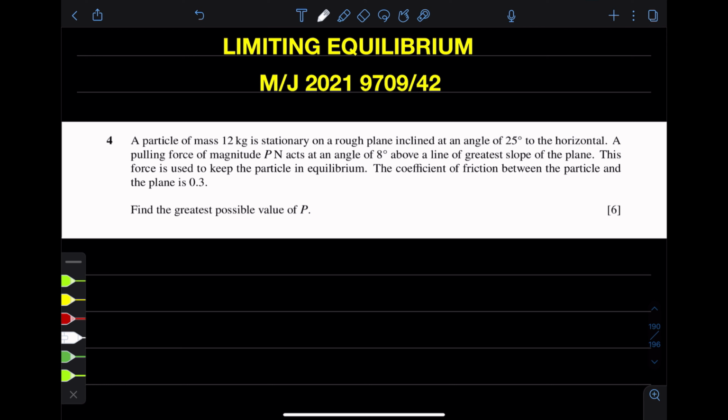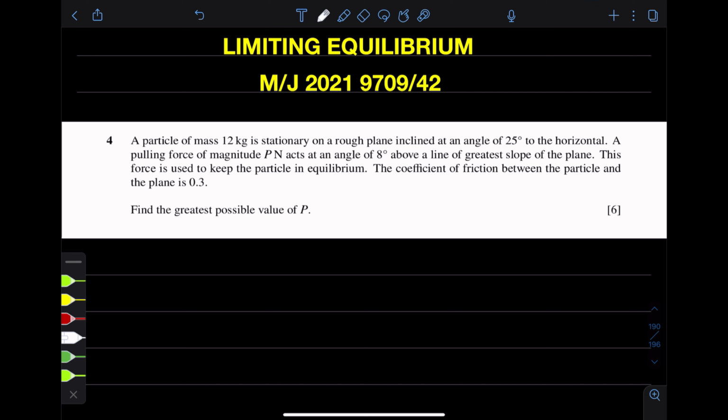Limiting equilibrium. This question is from 2021 May June, 4.2 is the variant. A particle of mass 12 kg is stationary on a rough plane inclined at an angle 25 degrees to the horizontal. A pulling force of magnitude P newtons acts at an angle 8 degrees above the line of greatest slope of the plane. This force is used to keep the particle in equilibrium. The coefficient of friction between the particle and the plane is 0.3. This is the value of mu. Find the greatest possible value of P.